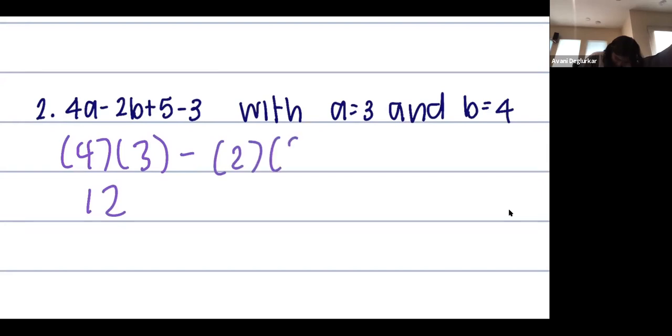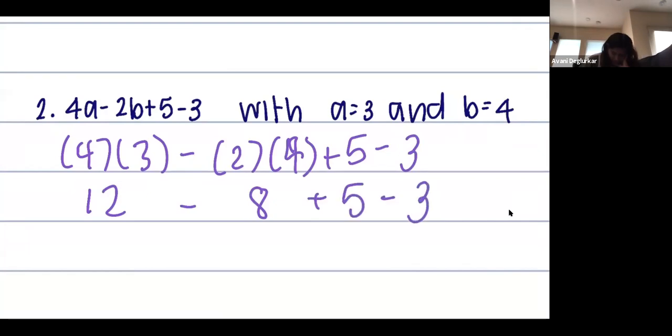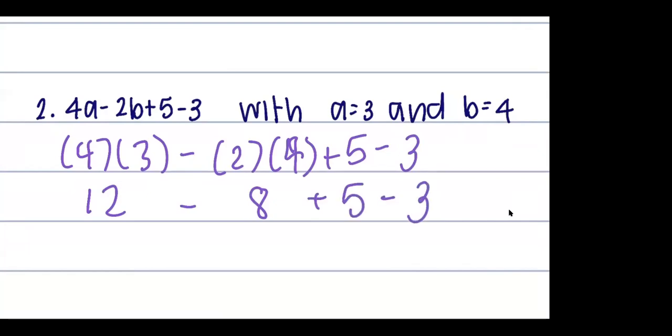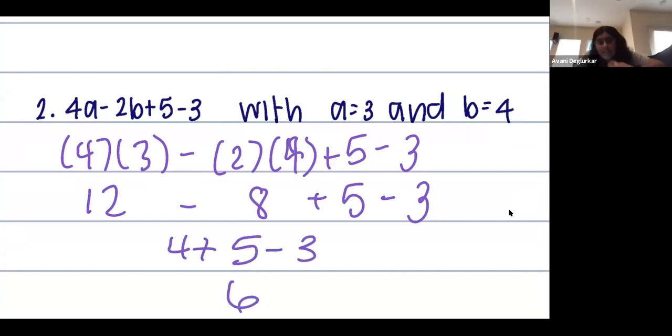Good job. I'm going to write that out in case some of us are a little confused. 12 minus 2 times 4 is 8. So that's where he got that one. Plus 5 minus 3. And then 12 minus 8 is 4. 4 plus 5 is 9. 9 minus 3 is 6. Yep. And 6.